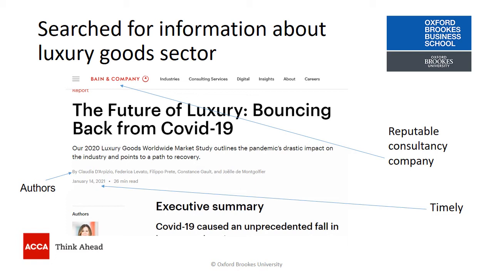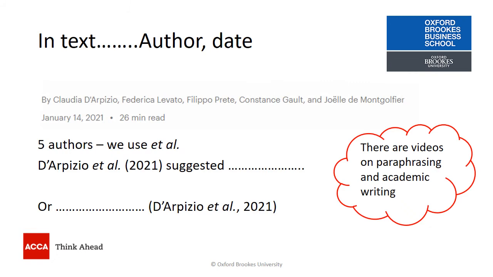So let's think about how we can include this as a reference in our work. So in the text, as I mentioned, we use the author and the date. Well, we know that the authors were Claudia, Frederica, Filippo, Constance and Joel. And there are 5 of those authors. So under Brookes Harvard referencing, when we have 4 or more authors, we use the phrase et al. So in the text we use the first named author, D'Apizio, and then we include et al. And we put the date in brackets.